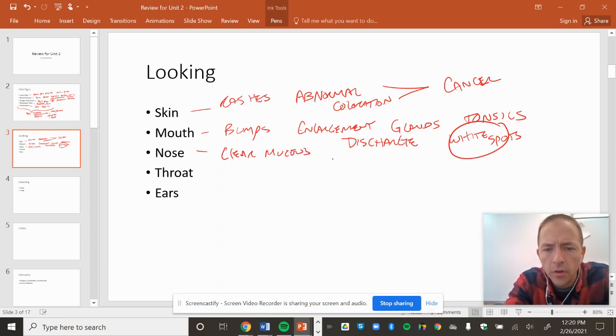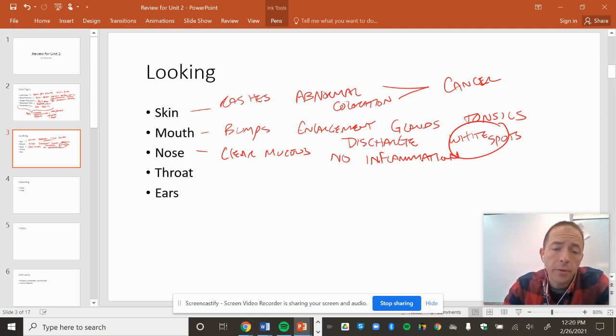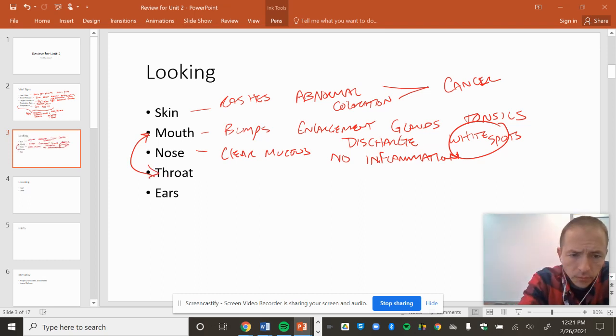And also no inflammation. Right, and when we go into the case study, you're going to be looking at images of that so that you can designate whether or not there might possibly be an infection there. Same thing with the throat, right? Mouth and throat connected together. We're looking for bumps, enlargements, things like that.